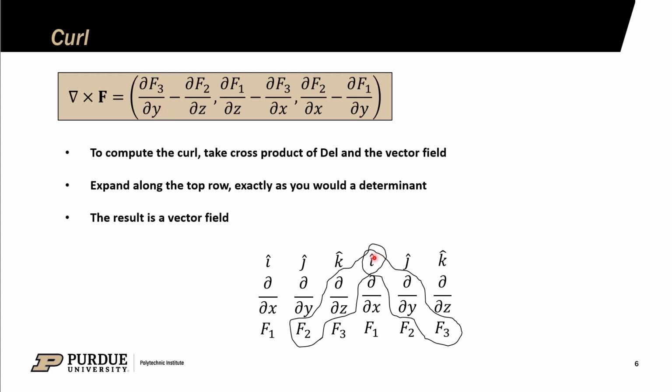So in the x direction, I'd like to use these circles to help illustrate. As we go diagonally down and to the right, we take partial of f3 with respect to y, positive. And down and to the left, we get partial of f2 with respect to z with a negative sign. I'll move these away. Let's do the next one. The j component, down and to the right, partial of f1 with respect to z. And then let's start here and go this way, partial of f3 with respect to x. And finally, in the z direction, partial of f2 with respect to x minus partial of f1 with respect to y.